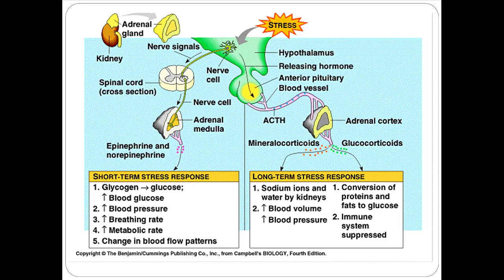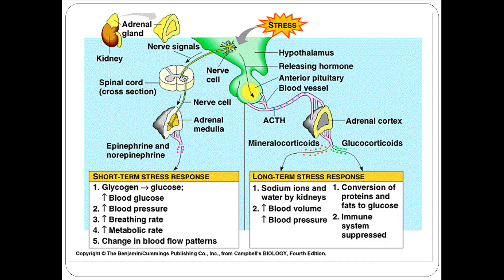So again, glycogen breaks down into glucose, increasing blood glucose. Your blood pressure rises, breathing rate increases, metabolic rate increases, and blood flow patterns can change slightly, basically shunting blood away from enteric blood vessels to more central blood vessels, more like the core, like the heart and cardiovascular areas.